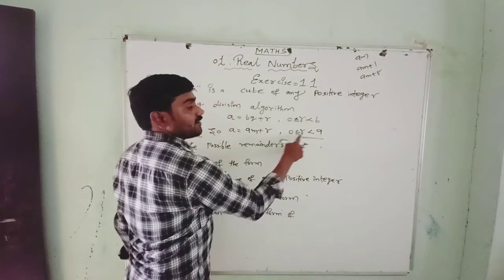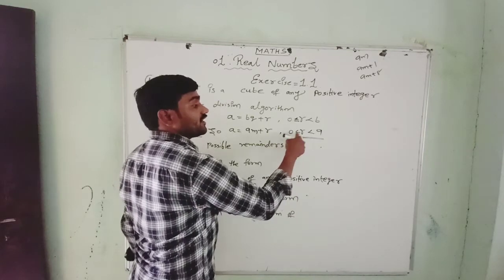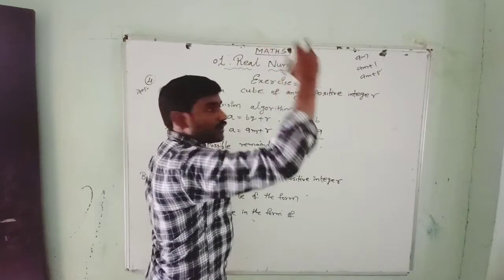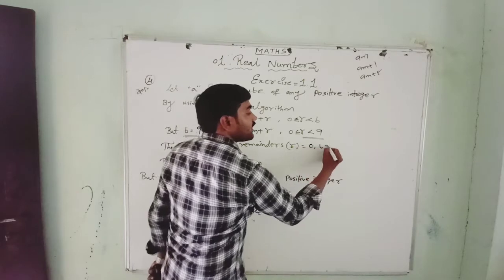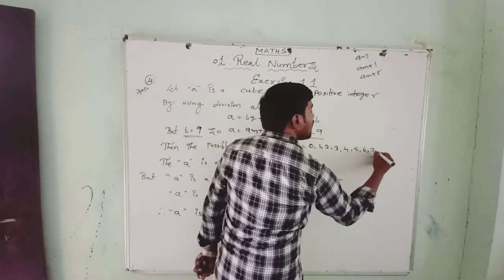So the remainder r is greater than or equal to 0. That means the remainder may be 0 or greater than 0. Till how much greater than 0? Till 100 or 200? No. Less than 9. So the remainders will be 0 or greater than 0, coming like this, and until how much do we have to write?